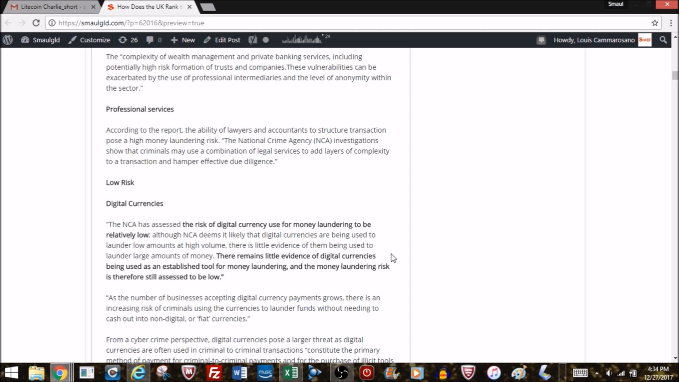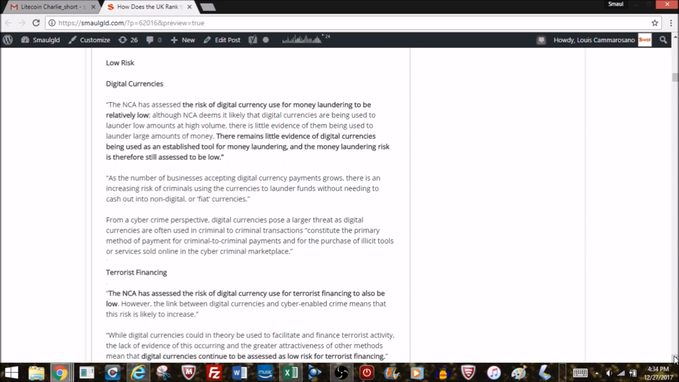And they're referring back to, that's the 2017 report language, referring back to the 2015 report. However, as the number of businesses accepting digital currency payments grows, there is an increasing risk of criminals using currencies to launder funds without needing to cash out into non-digital fiat currencies. So currently, there are few places you can go to launder your Bitcoin into fiat currency or just take goods or services in a direct exchange for Bitcoin, because there are a few places that do that. Obviously, cash is accepted in most places, and therefore cash remains a far better money laundering instrument.